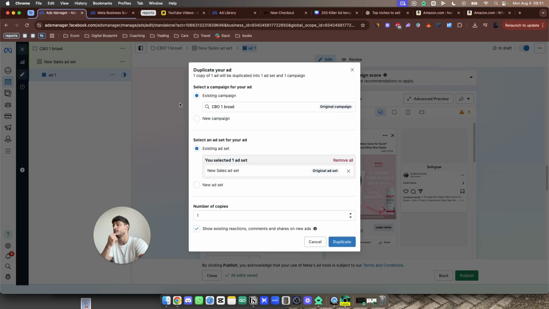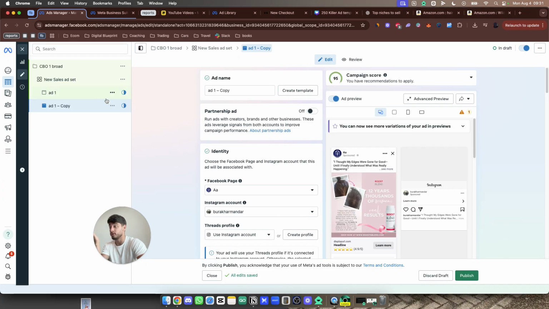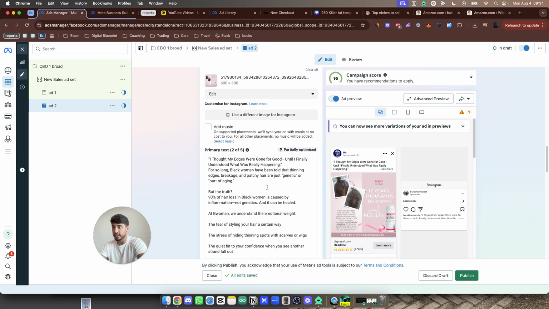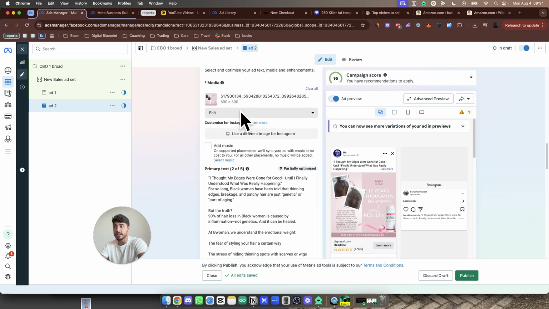Now what we're going to do is duplicate. You usually have an option that says quick duplicate, but apparently not. Now this one, you would name add 2, and you would come over here and add your stuff, of course, like links and everything. Then you would add a different picture in here, right? You would change this picture or video to another one.